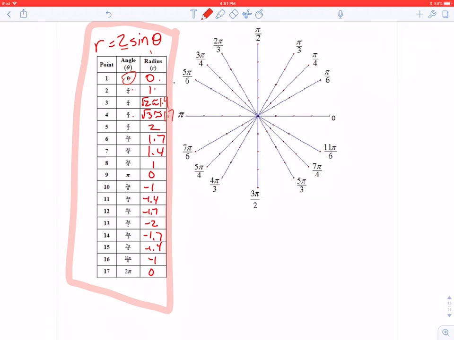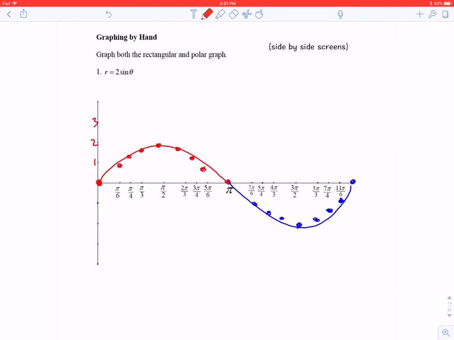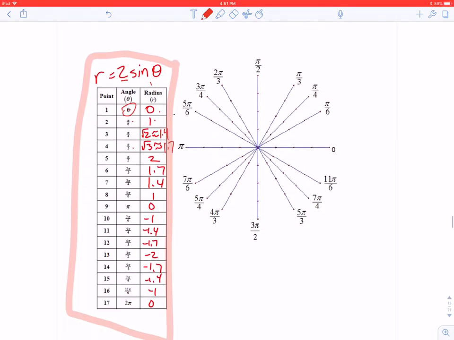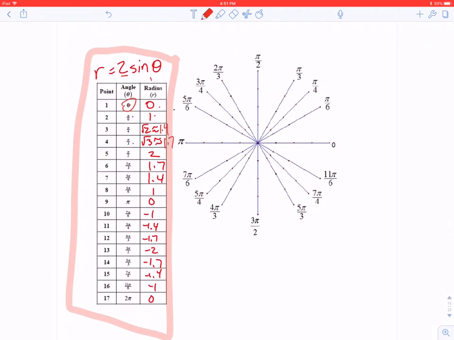Using those numbers, you should go plot your sine graph on the rectangular coordinate system. I want you to use one color when you're positive and one color when you're negative. From there, we moved to the polar plane and used a positive color and a negative color. When theta is 0, r is 0, so that means we're at the pole.